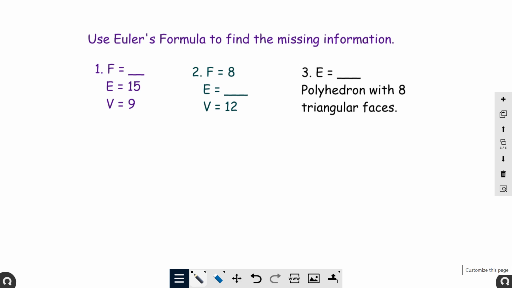Now, Euler's formula. Look back at the very beginning of the notes that you took. Euler's formula says what? Good. Faces plus vertices equals edges plus 2. So in this first one, we have pretty much all the information. The faces, F, is what we're missing. The vertices is 9. We have 15 edges plus 2. So F plus V equals E plus 2. Solve that equation for F.